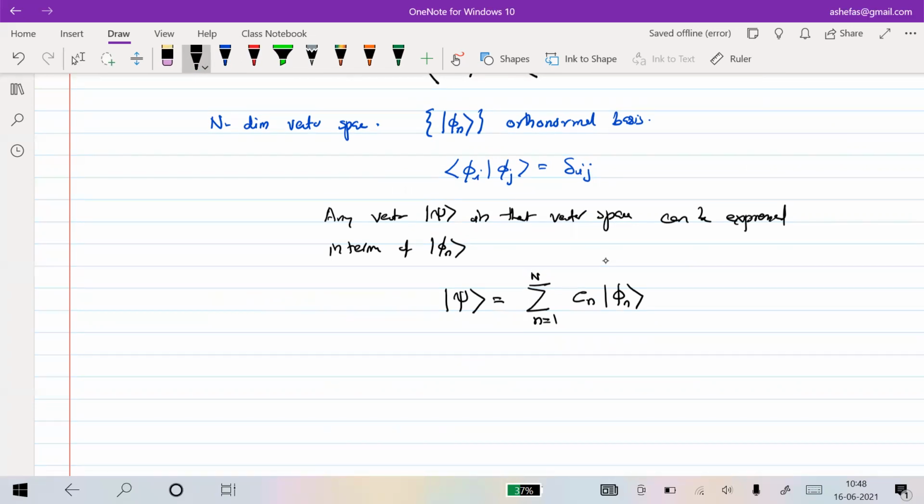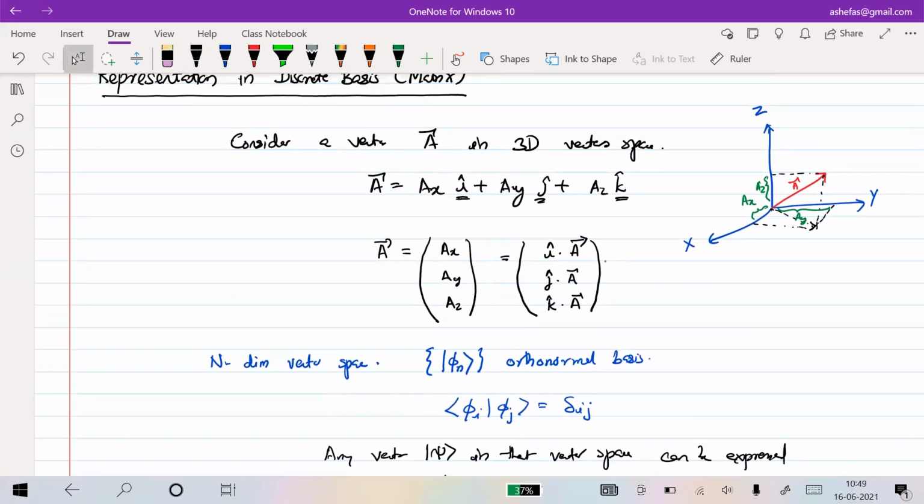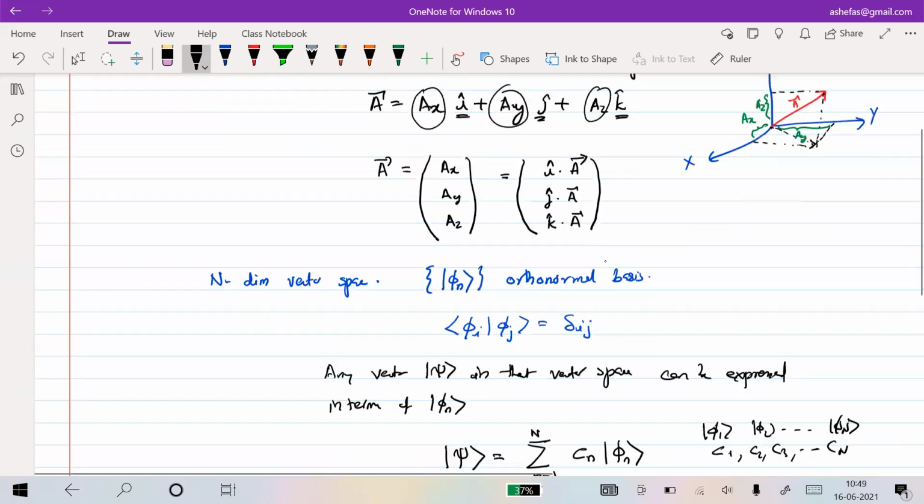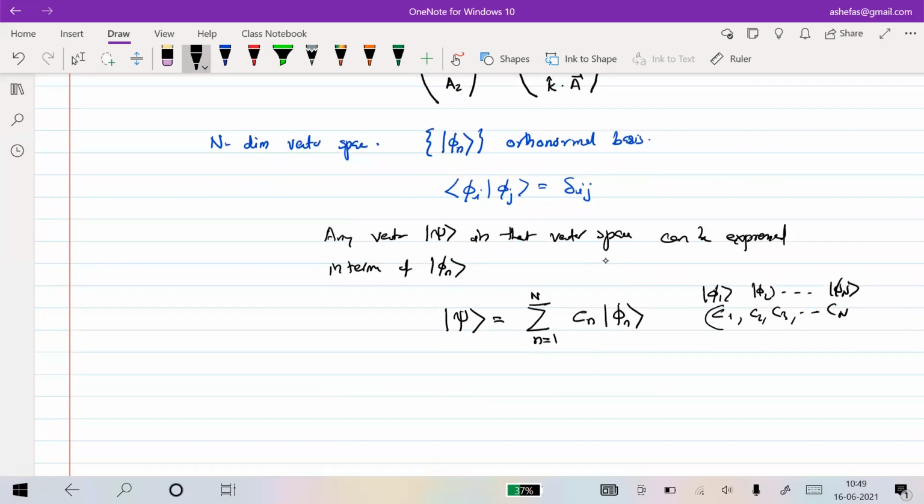So the Cn will have the terms C1, C2, C3, etc., up to CN. We'll have N coefficients because we have a total of N basis vectors: phi 1, phi 2, etc., up to phi N. Corresponding to each basis vector direction, we'll get a coefficient. Like here we have i, j, k. Along i, the component of the vector is Ax. Along j, it is Ay. Along k, it is Az. Similarly, along phi 1 the coefficient is C1, along phi 2 the coefficient is C2, etc., and along phi N the coefficient is CN.